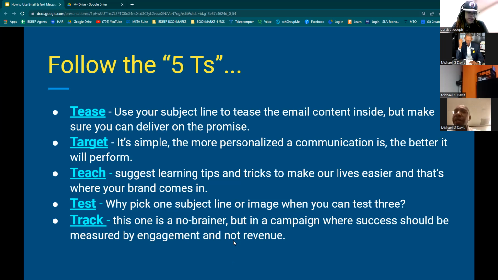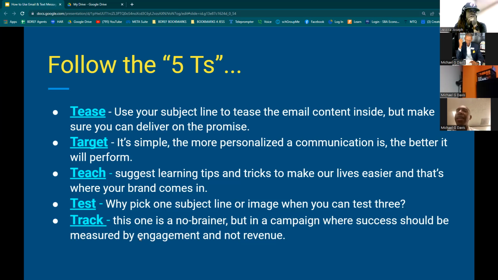Yeah, absolutely. Where it says it's a no-brainer, success should be measured by engagement and not revenue. Engagement should lead to revenue, right? At the end of the day, we're doing what we're doing to help us generate more revenue so we can make more money. So in theory, the more people are engaging with you as a brand, as a person, as a realtor, the more revenue you should be able to see.